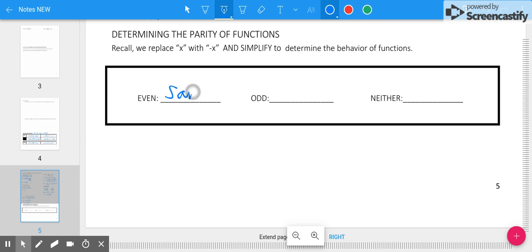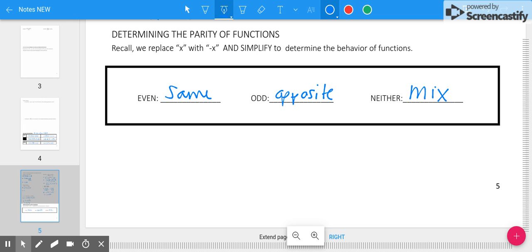get the same output when we plug in negative x, when we replace the x with negative x anywhere in the problem. If the two functions are going to be odd, then we get the opposite expression. And if it's a neither, we get a little bit of a mix. So part of it might be the same, but part of it's going to be different.